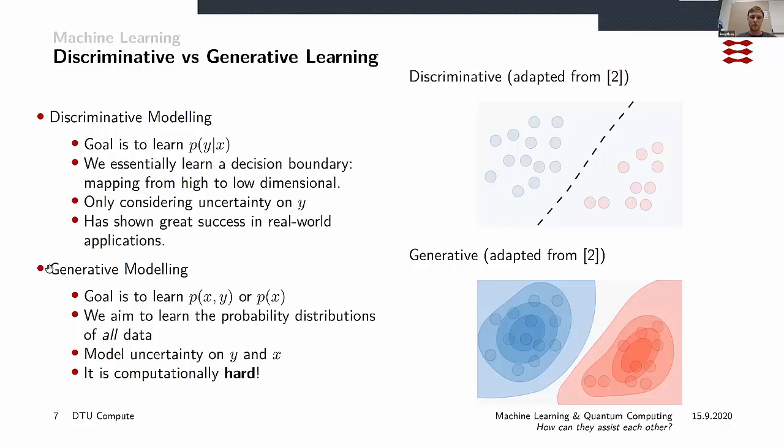It's also much more interesting because, at least in the state of the art, a lot of people in quantum machine learning focus on generative modeling because it's a very hard computational task. And that's also what I want to focus on today.